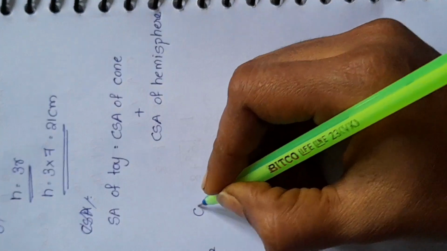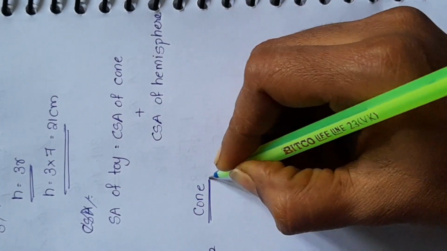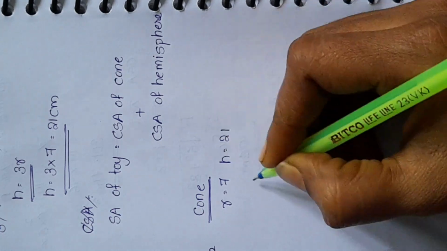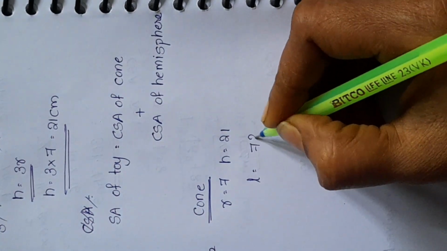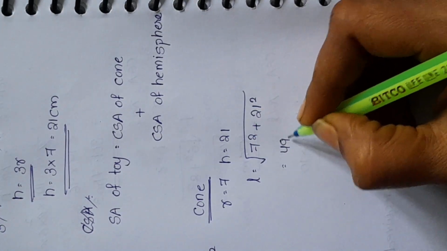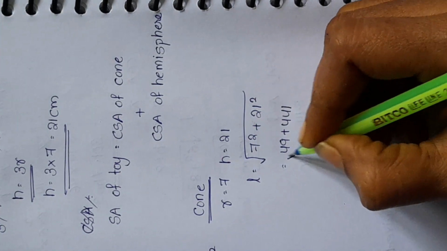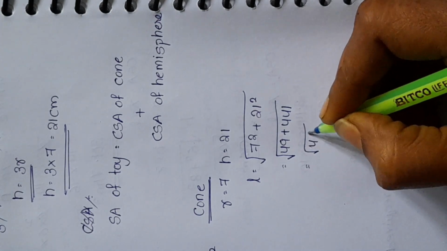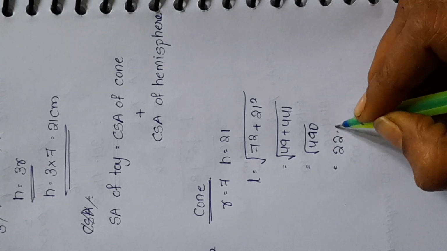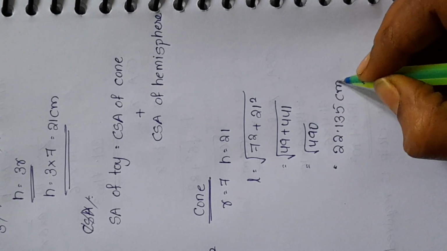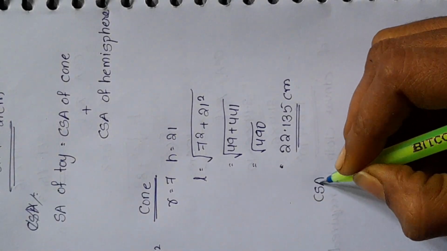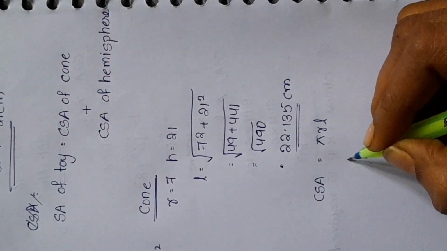Now let us find the curved surface area of the cone and the hemisphere individually. For the cone, r is equal to 7 and h is equal to 21. We should find the L value, that is root of 7 square plus 21 square. On adding both of these, 49 plus 441 is 490, which is equal to root of 490, which is equal to 22.135 centimeters approximately.